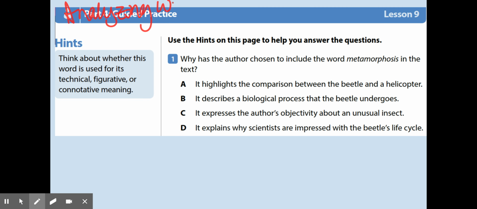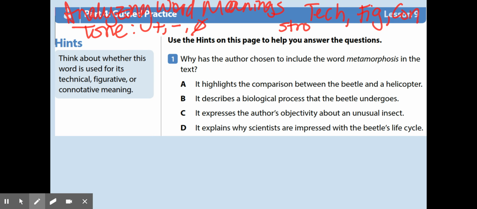Analyzing word meanings. And our tone, we're looking to see if it's technical, figurative, or connotative. And we want to check our tone, to see if it's positive, negative, or neutral, because that'll help us figure some stuff out when we get confused. And sometimes we might have to look to see if it's a strong word or a weak word.